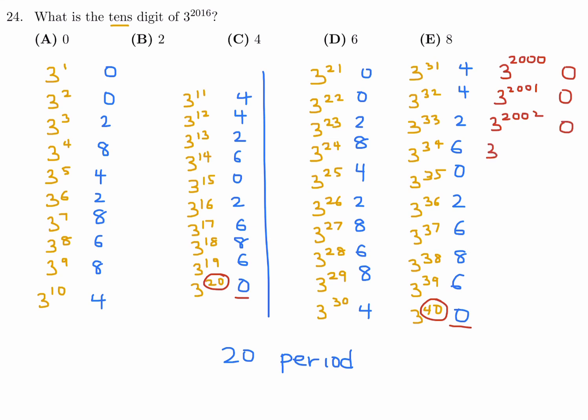And then 3 to the power of 2003 would be the next units digit, which is 2, and so on. So when you count, we want to eventually get to 3 to the power of 2016. So let's just count. This was 1, 2, 3, 4, 5, 6, 7, 8, 9, 10, 11, 12, 13, 14, 15, 16. 3 to the power of 2016 will have a units digit that is 2. And that's it. So number 24, the answer is B.